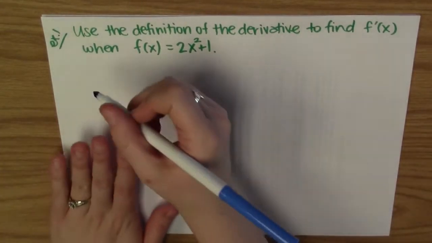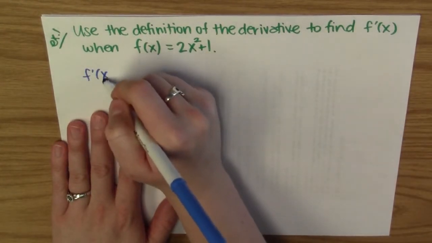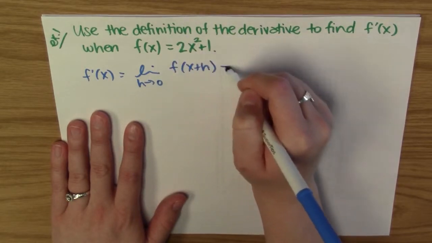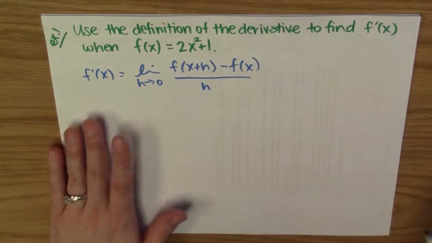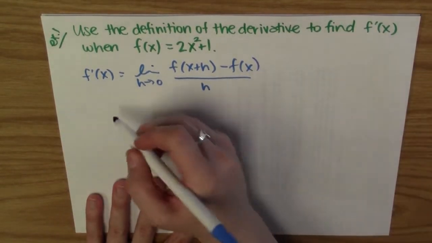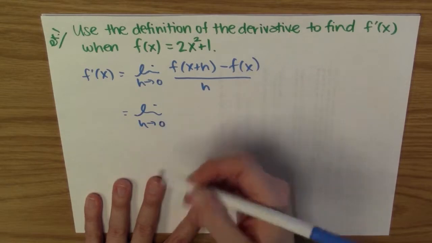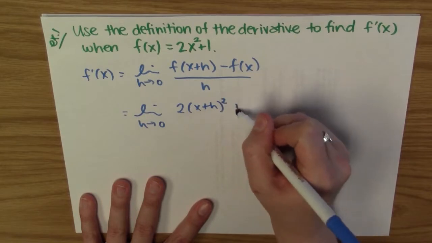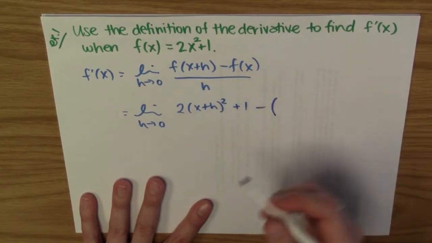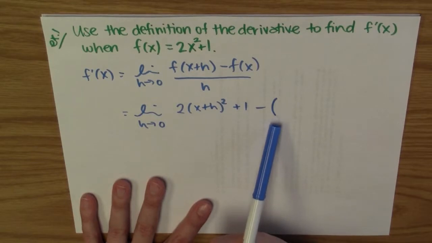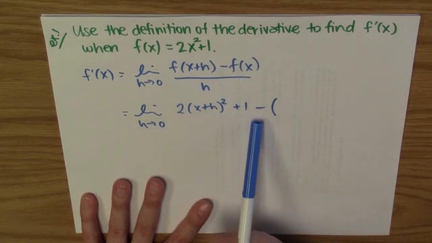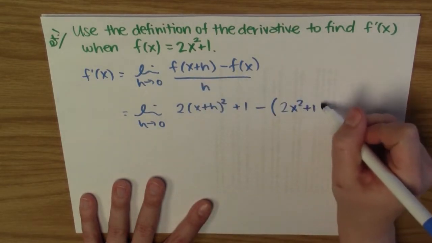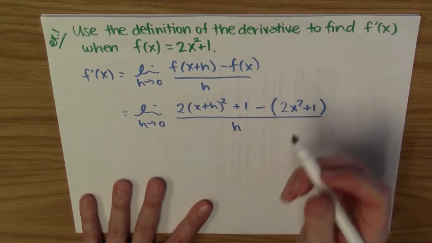Well, the definition of the derivative says that f prime of x is equal to the limit as h goes to 0 of f of x plus h minus f of x all over h. So I plug in, I get the limit as h goes to 0. I plug in x plus h to the function. So I have 2 times x plus h squared plus 1 minus, and I always want to remember to put parentheses around this second part, f of x, so that I remember to distribute the negative sign. f of x is 2x squared plus 1, and then I divide everything by h.